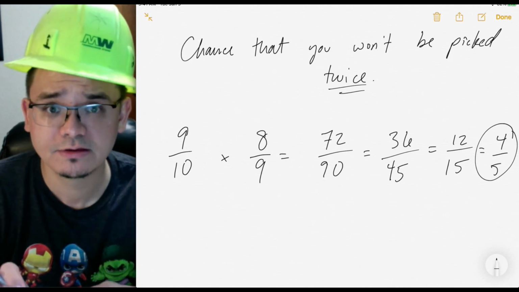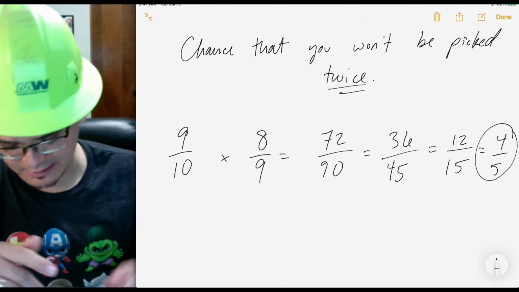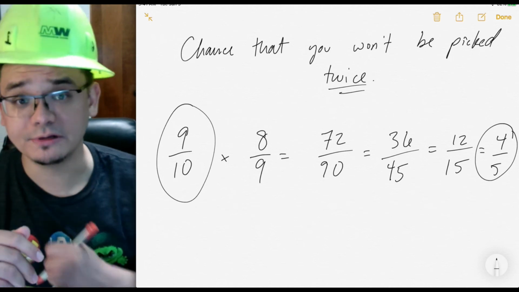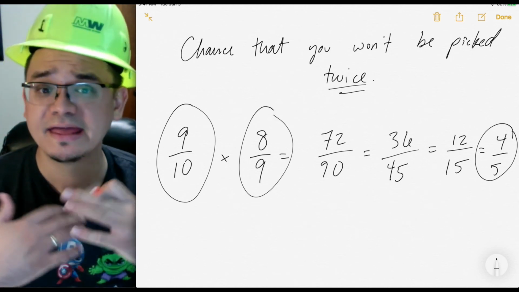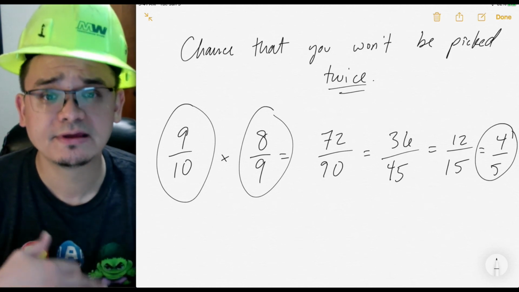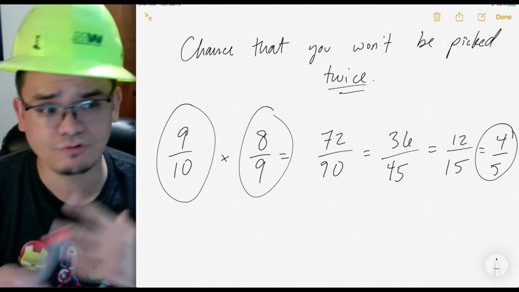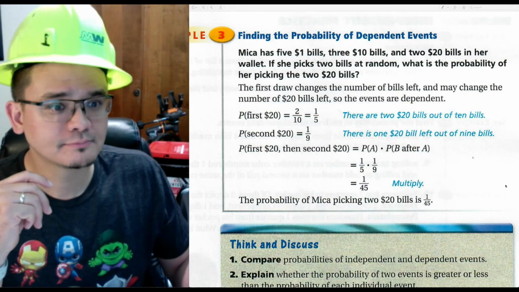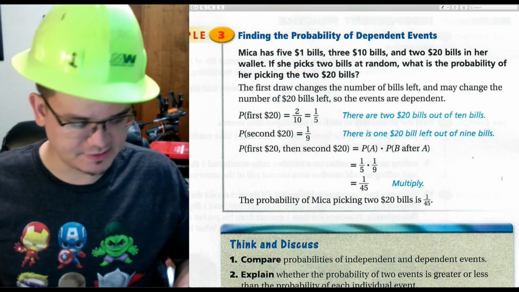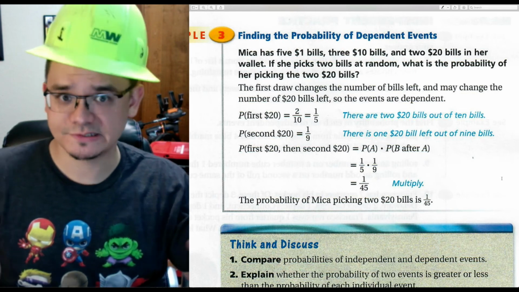You understand? So you have to figure out the odds of the first thing happening, and then you have to figure out the odds of the second thing happening, given that the first thing happens. And then that's how you figure out what the probability is. All right, folks, we're going to finish out today's lesson with this last example.